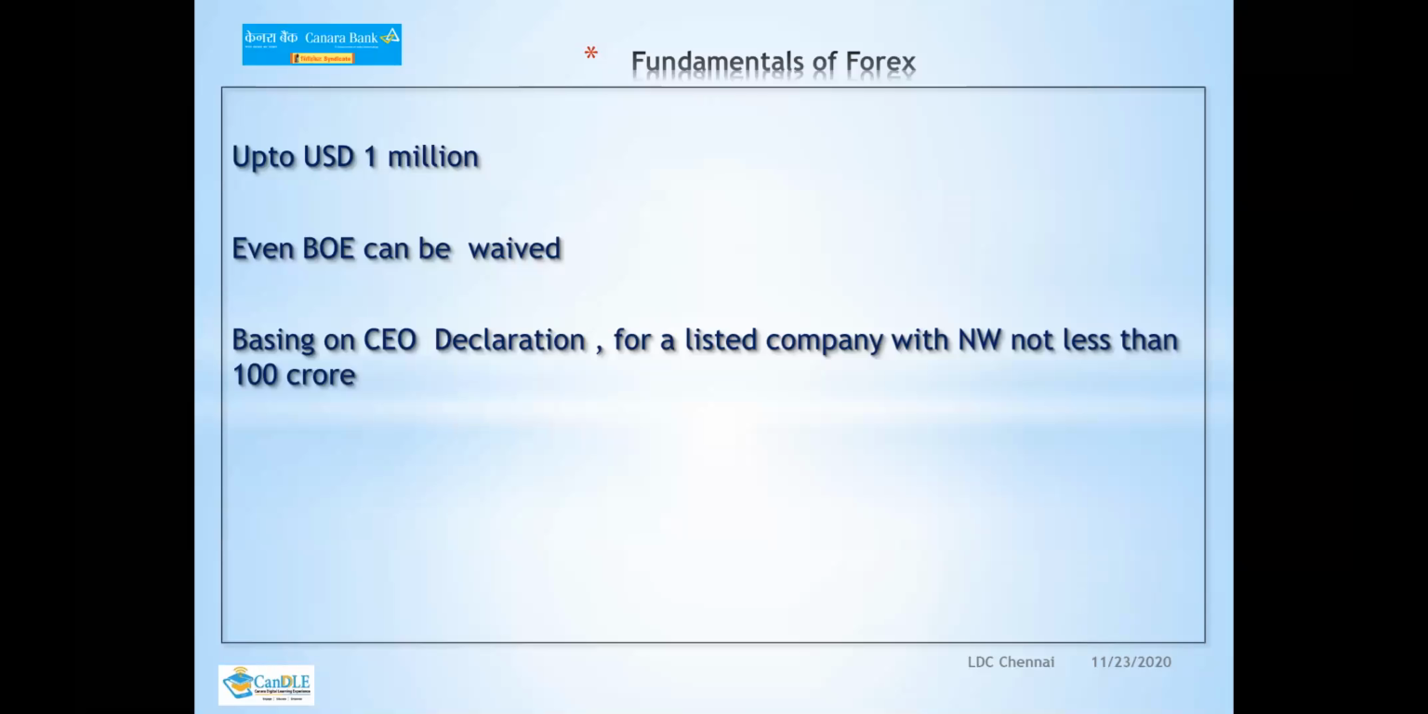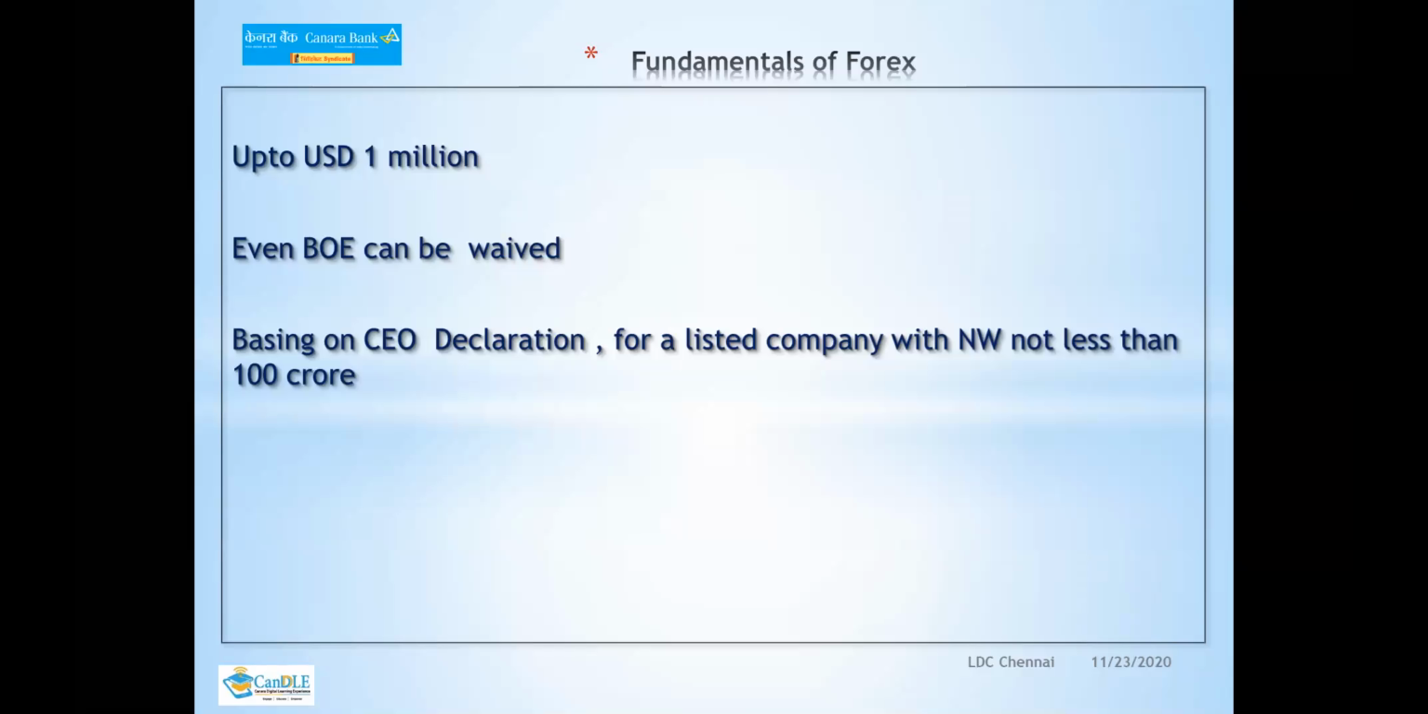Yes, very important. Up to 1 million. That means up to 10 lakh transactions. See how much power the bank is being given. RBI has given this power to the bank itself. You can waive even submission of the bill of entry up to 1 million transaction. Very important. Up to 1 million means 10 lakhs. That means up to 10 lakhs into 70, up to 7 to 8 crores transactions, we are waiving bill of entry filing also. Based on what?